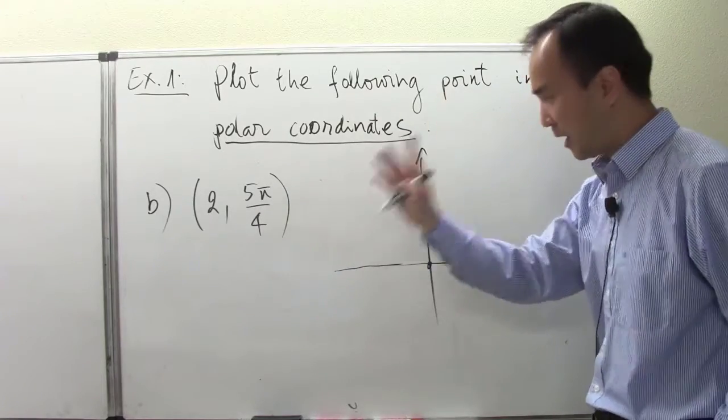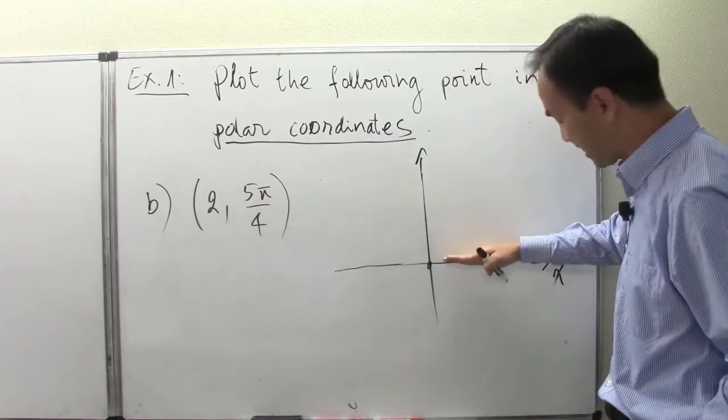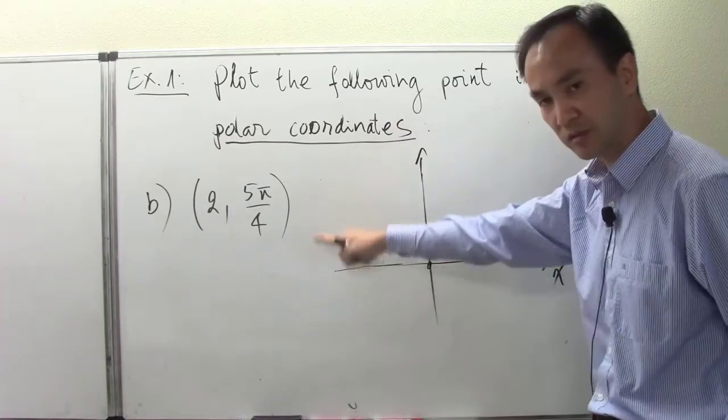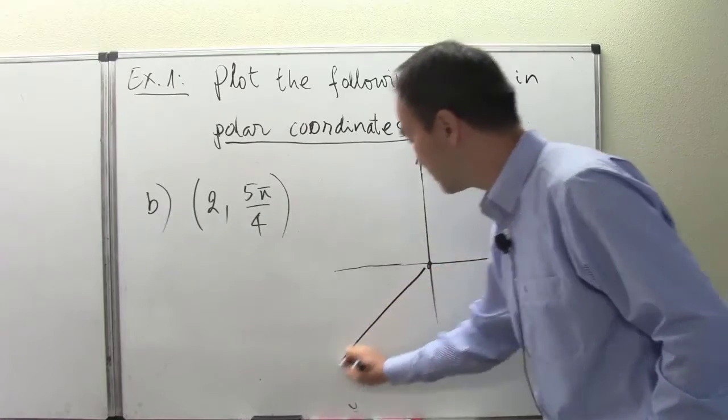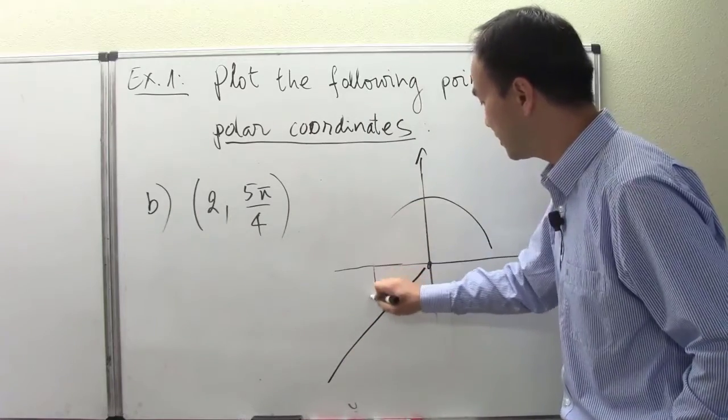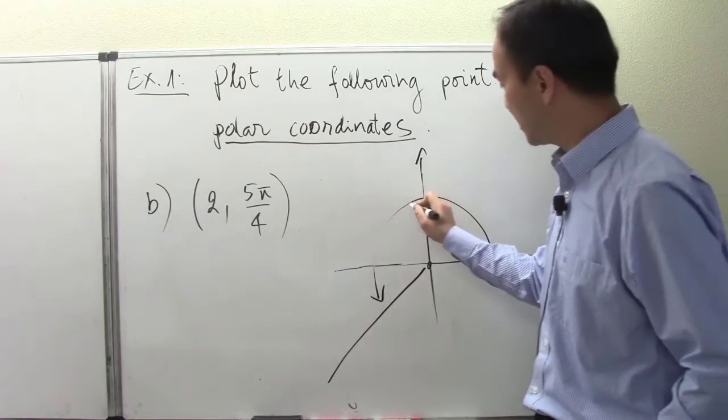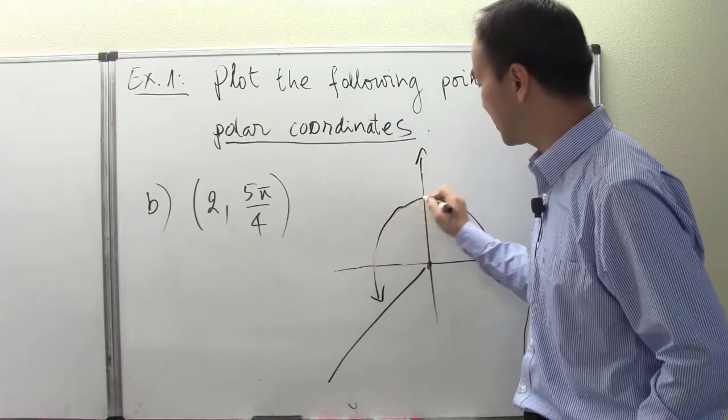So the angle is a positive 5π/4. From this x-axis, we're going to rotate in a positive direction to 5π/4. 5π/4 is this rotation to reach down here. That's my angle, positive 5π/4.